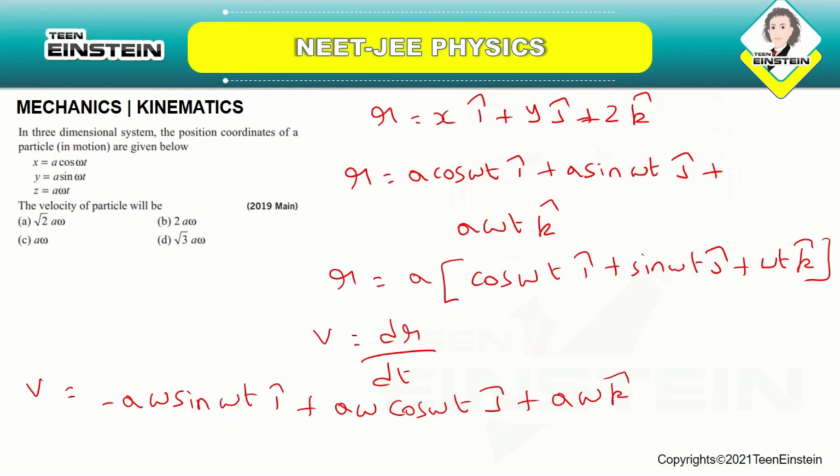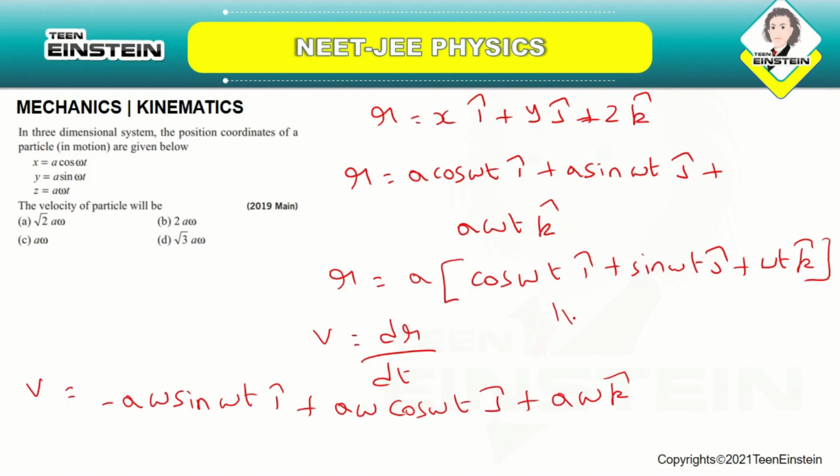Okay, so the velocity of the particle will be minus a omega sin omega t i plus a omega cos omega t j and a omega k. Now, you want to find out the magnitude of the velocity.